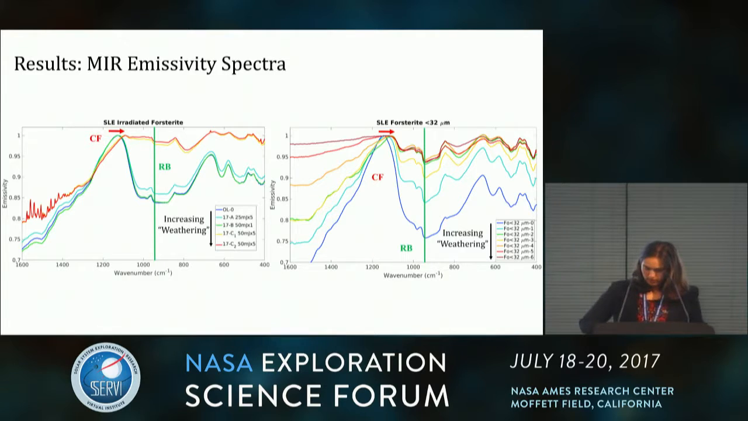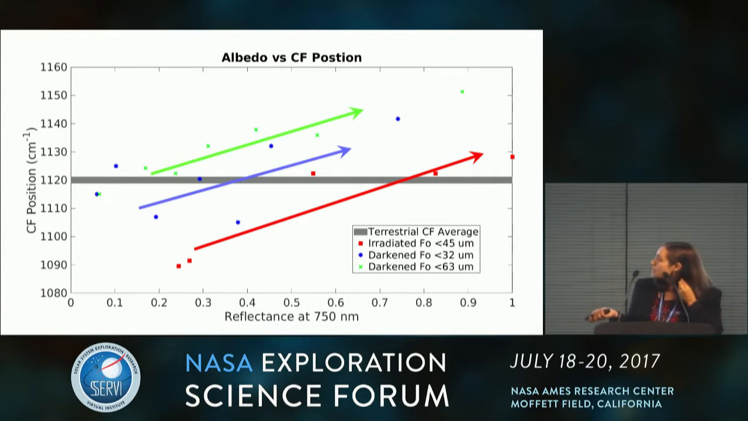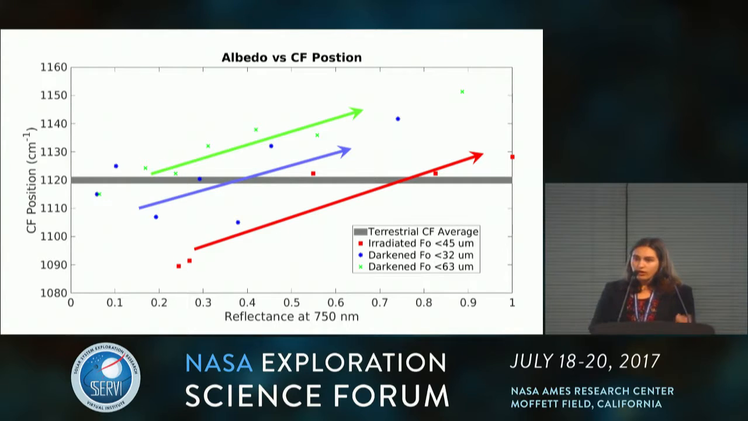So now to reiterate the effects of albedo, I've plotted up all of the samples. In blue and green are both of my samples at two different size fractions, and I've plotted out the CF position versus the reflectance at 750 nanometers. And then in red are the irradiated samples, and this gray bar represents the CF position if we measured it on Earth. So you can see that these are all kind of far off of that Earth-measured CF position, but they do trend linearly with albedo. So hopefully we can use this to maybe calibrate our data analysis.